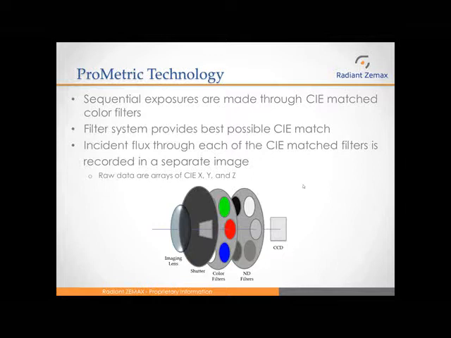So this type of filter system provides the best possible CIE match. And again, as I just mentioned, the raw data ends up as CIE X, Y, and Z. And so from there we can calculate the chromaticity coordinates for each pixel.